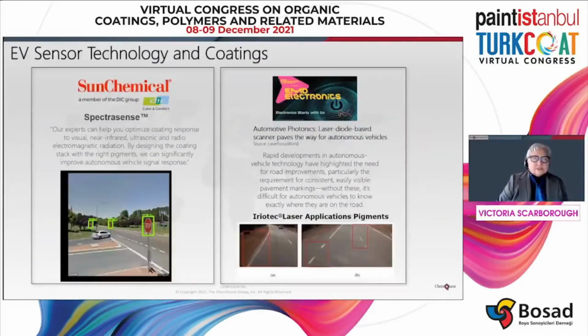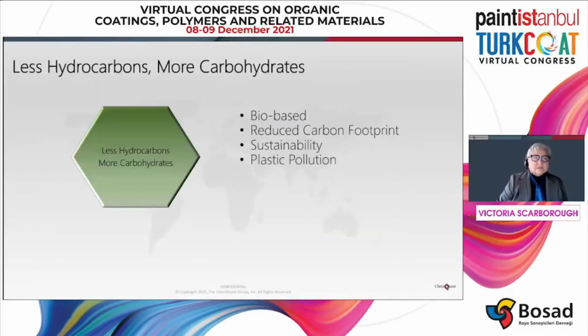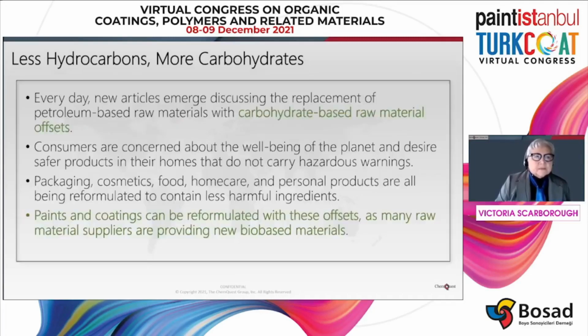And now we're going to transition to the next megatrend, which is less hydrocarbons and more carbohydrates. What this means is that we're going to lessen our dependence on fossil fuels, create more bio-based materials, reduce our carbon footprint, have more sustainable systems, and reduce pollution. Every day in the trade journals, I see articles on carbohydrate-based raw materials being offered by people and developed by companies. Consumers are very concerned about the planet.